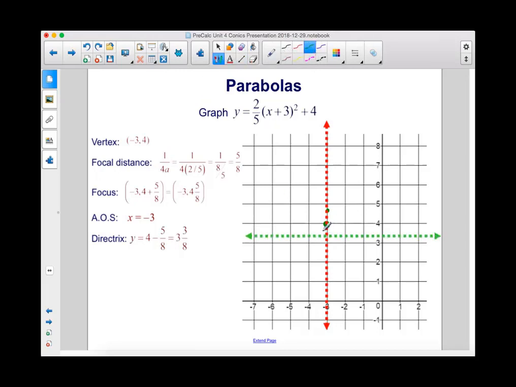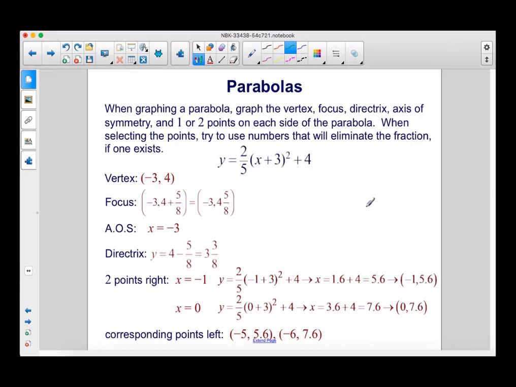Alright, so we have our vertex right here. And let's pick a sample point over here, just so we know how wide the parabola is. When x equals 0, this is 3 squared, which is 9, times 2 is 18, divided by 5 is a little bit more than 3.5, plus 4 would be a little bit more than 7.5. So it's going to be right there somewhere. So our parabola looks something like this.